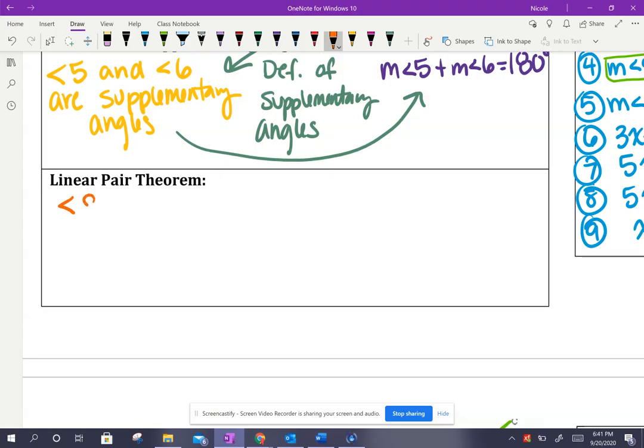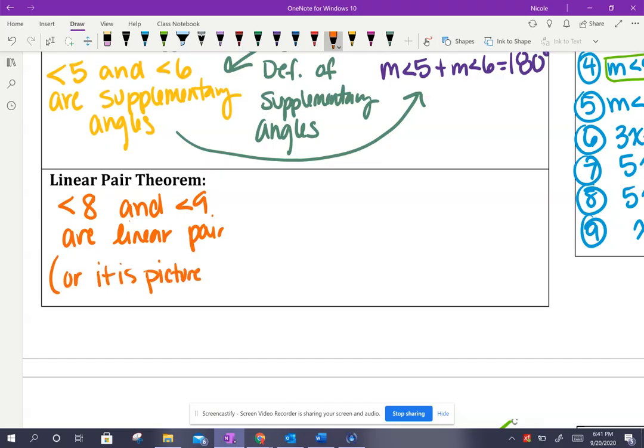of angle 8 and angle 9 are a linear pair, or, and this is a big one, or it is pictured. So if you can tell by the picture that they're a linear pair, because they still have to be adjacent. So it either needs to tell you they're a linear pair, or you need to be able to see, whoa, that those two are adjacent.